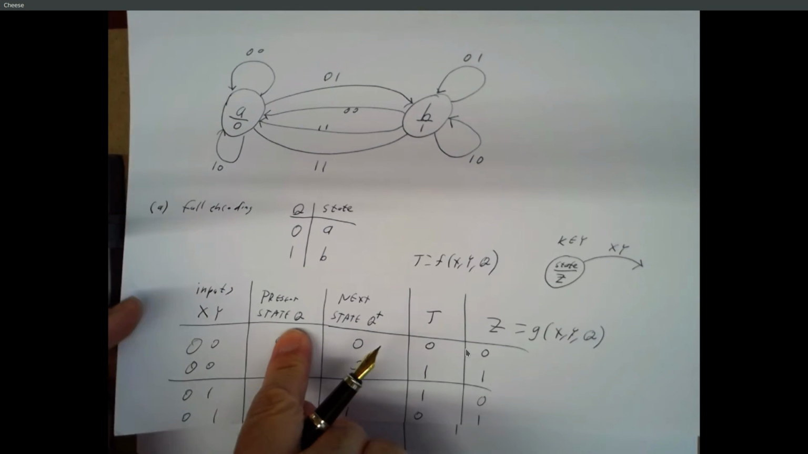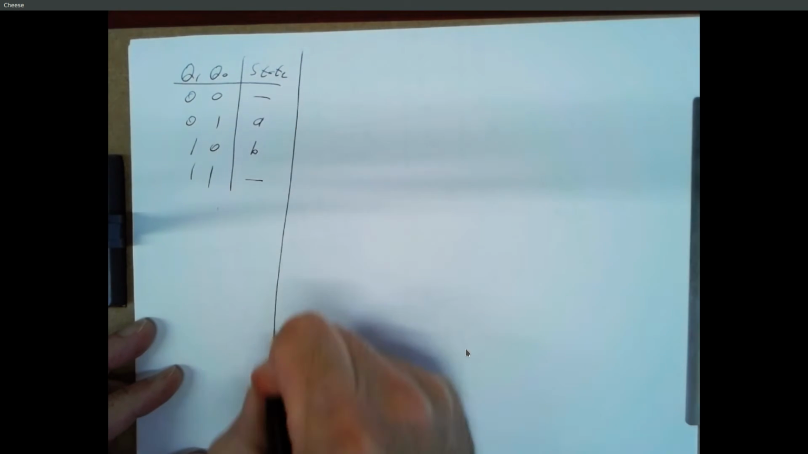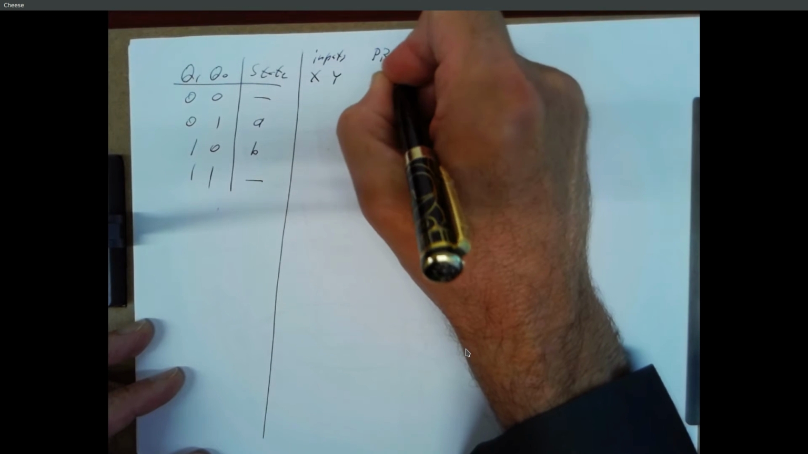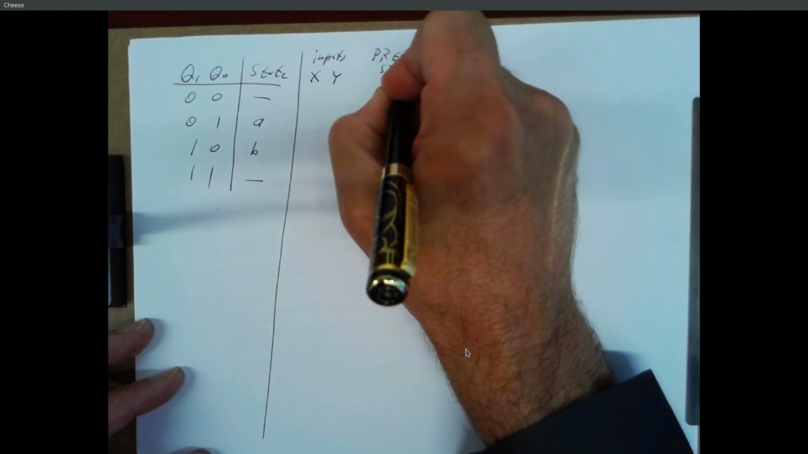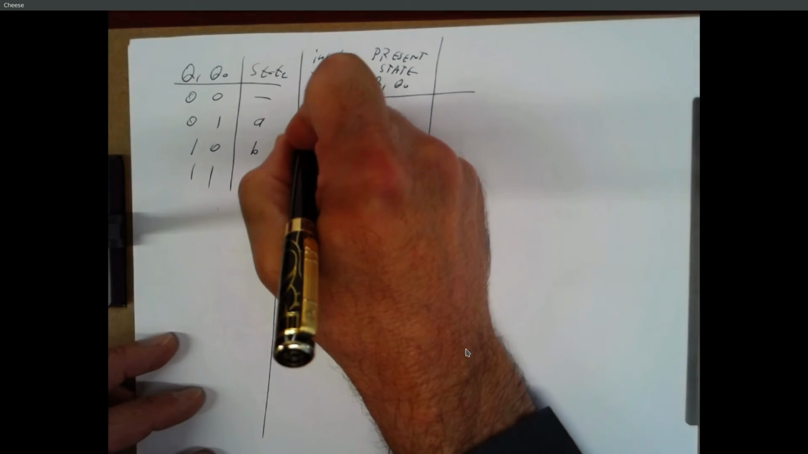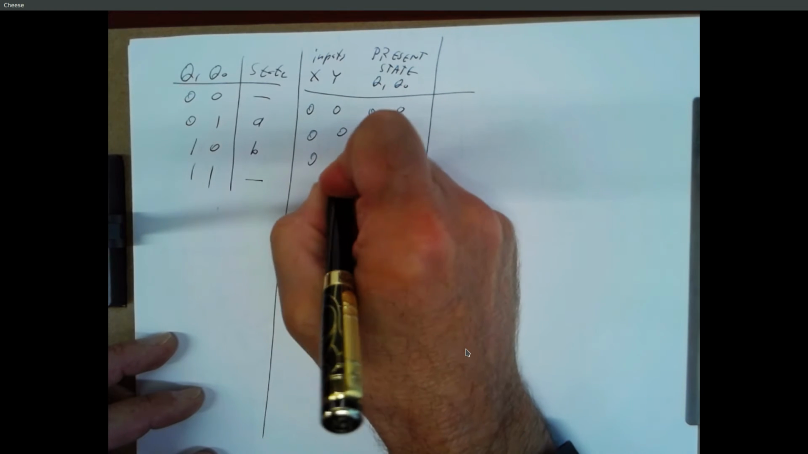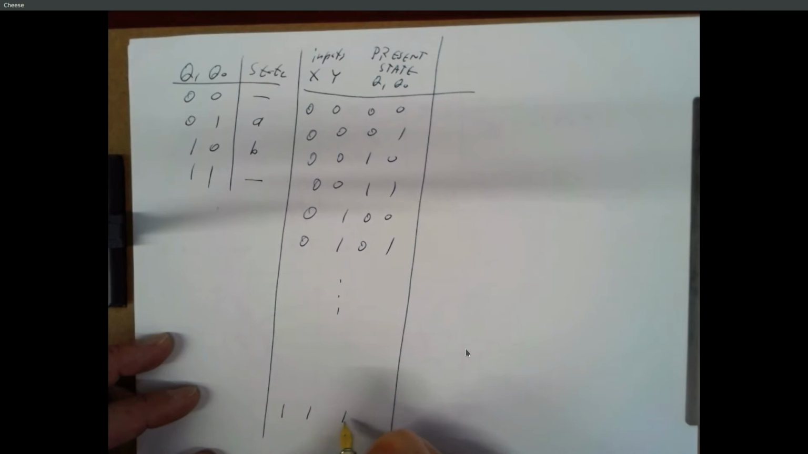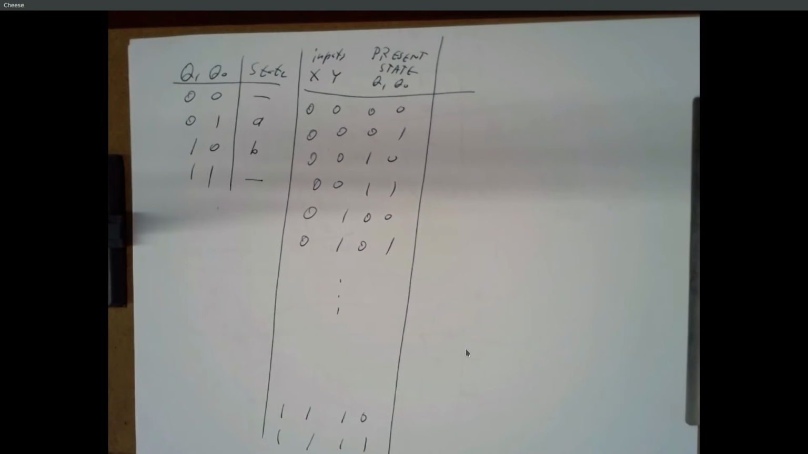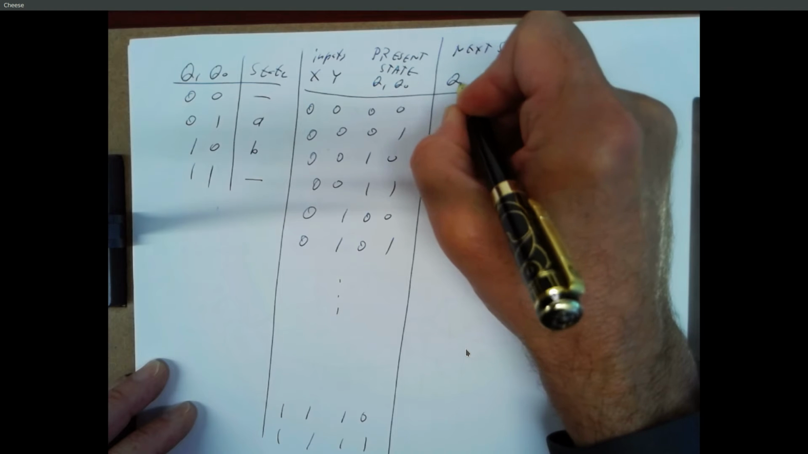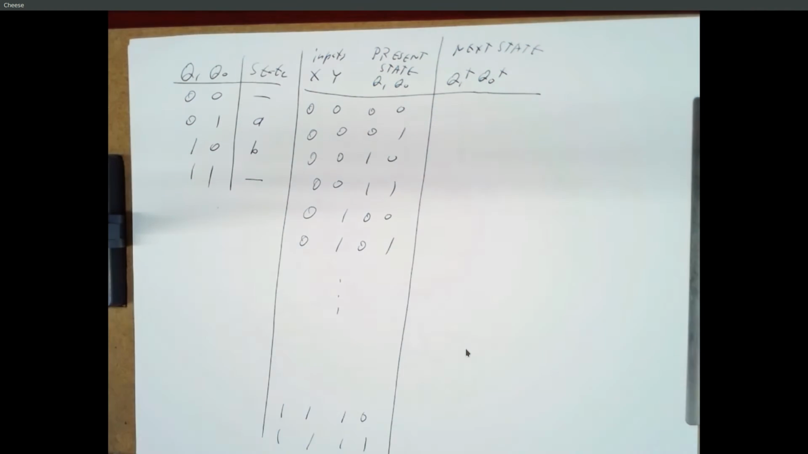So now your input table, which used to list X and Y and a present state, now has 4 variables. You've got an X and a Y, those are your inputs, and you have your present state, which is Q1, Q0. So you've got 16 rows in your truth table. And so for each of these you list your next state.